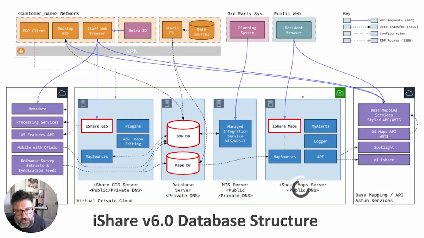In version 6, we don't have the databases sitting on the iShare servers anymore. We have, for iShare Maps, the Maps database. It's no longer called iShare data. It's just called Maps, and that's the application database for iShare Maps. And that sits on the new database server, which happens to be a Linux server. The internal DNS for this is db.aston.internal. So again, you might see that in Studio, in GIS and Maps when looking at workflow connections.